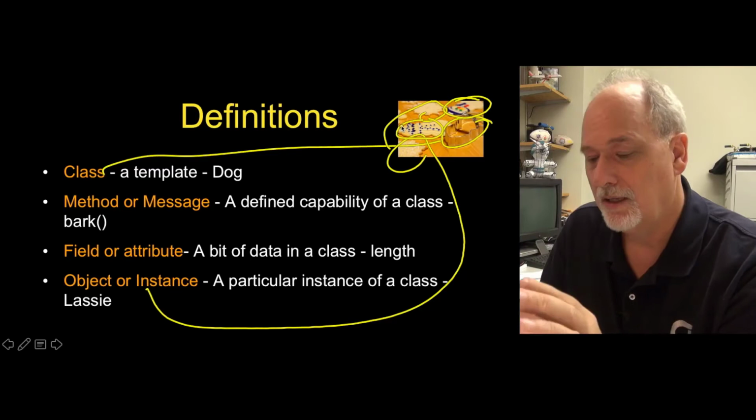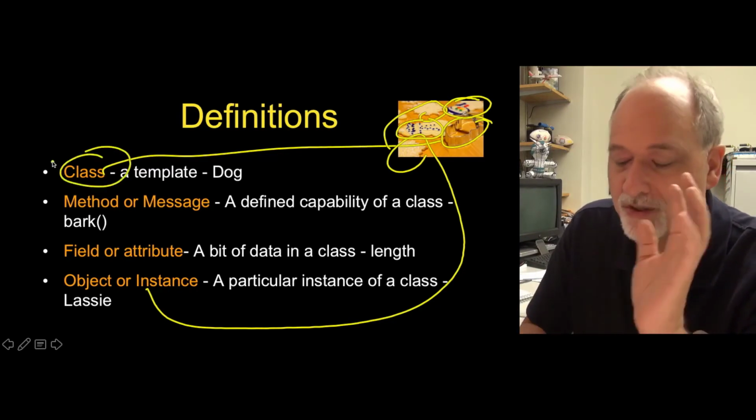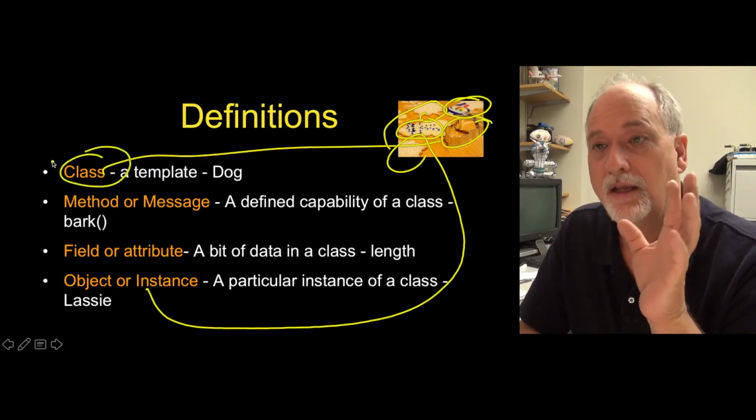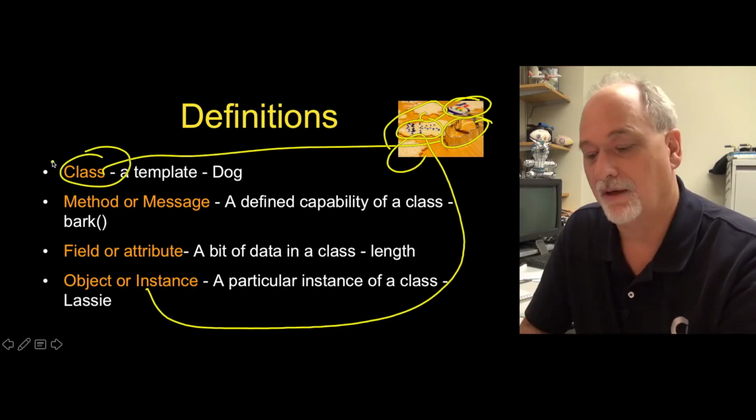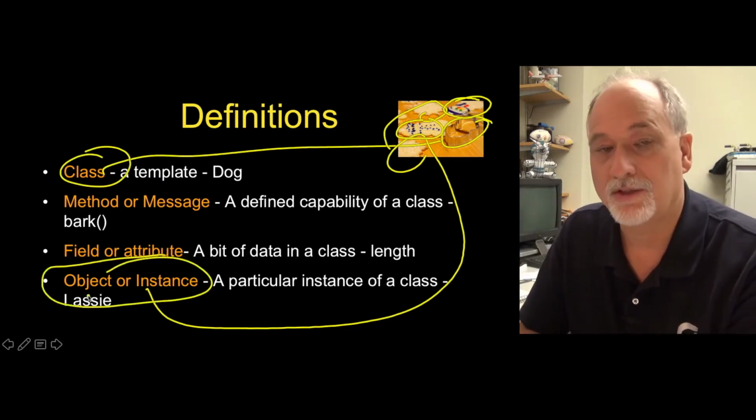So the code that we write is going of each of the objects. The code we write is the class code, and then later we say, oh, let's take that template and make ourselves an object or an instance.